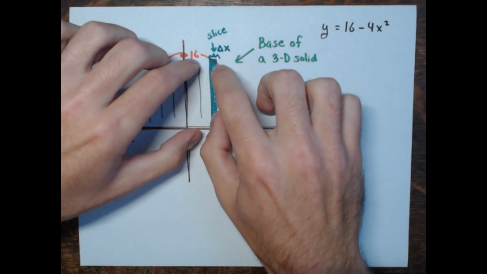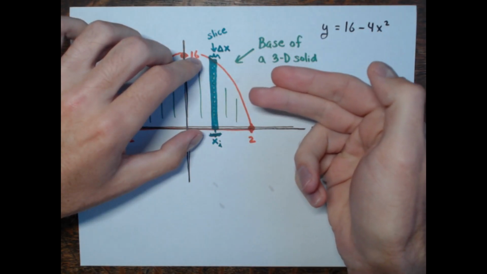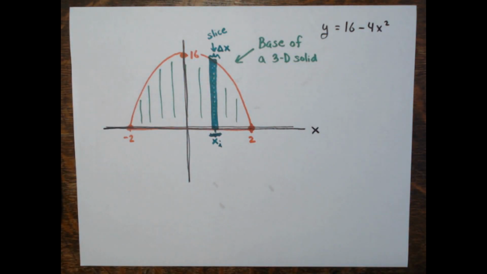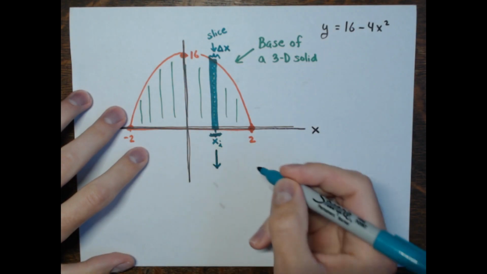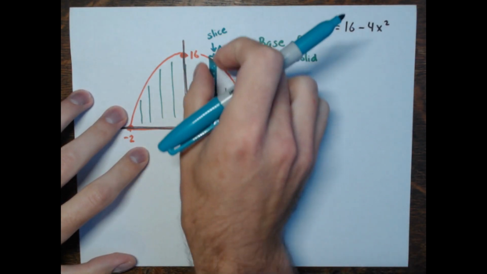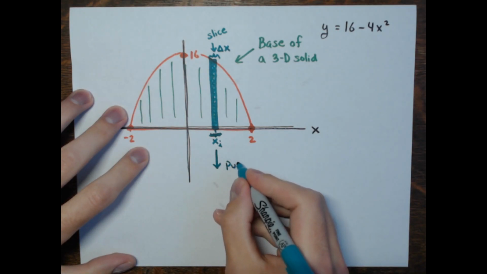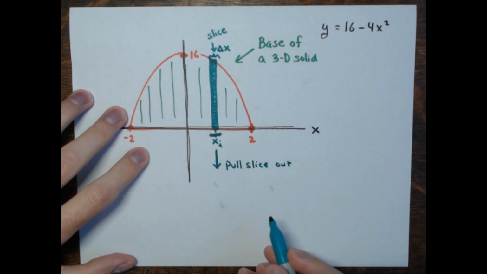Now, if I were to pull the part I cut off away and then look at it from the side on the right here, I'd see a square, right? They tell us that there are square cross sections. So really, what I want to do is just pull this slice out. Right? So I pull this slice out of the 3D figure, and it would look like this.